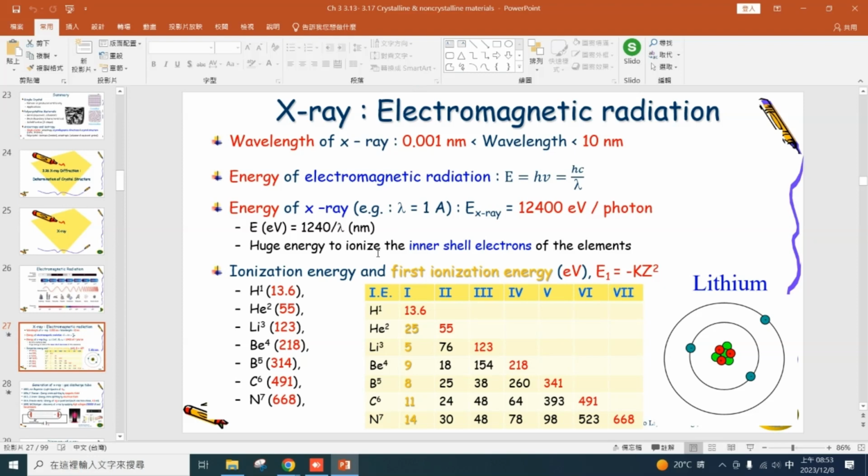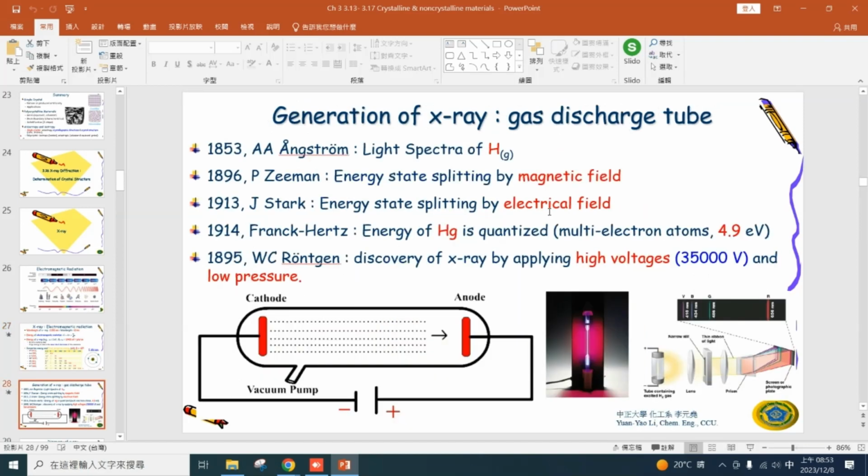Okay? And the energy of the X-ray, you need to follow the Planck-Einstein relation to get the energy. So if the wavelength of the X-ray is about 1 angstrom, the energy will be 12,400 electron volts, which is very high. Compared to the ionization energy for elements, you know the number compared to this one is very low. So that means that X-ray has very strong energy to kick out the electrons in the atom. That's the reason we can generate X-ray.